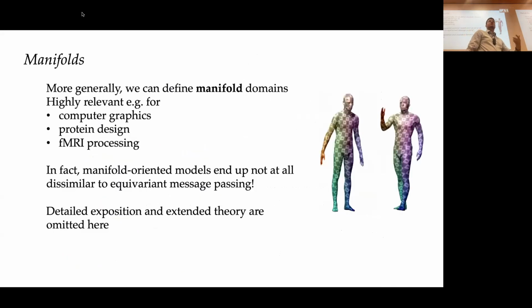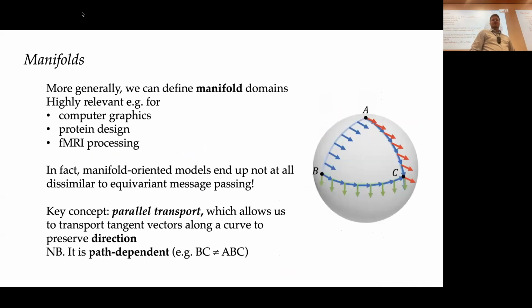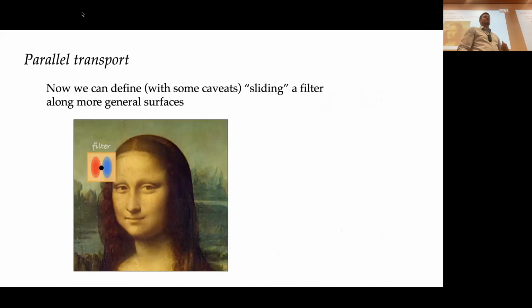And a general point here is that you can then extend this idea to more manifold structured data, which is very useful for computer graphics, protein design, fMRI processing. If you look at how it's done, it's usually through this idea of parallel transporting a filter. So now imagine I want to convolve over a manifold, like this picture of Mona Lisa. On a simple 2D grid, this is easy to do. No matter what path I take from A to B, I'll get exactly the same filter.